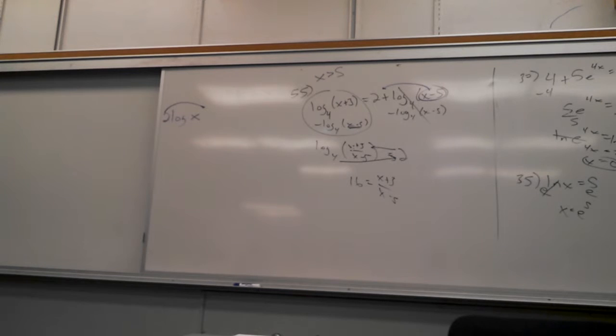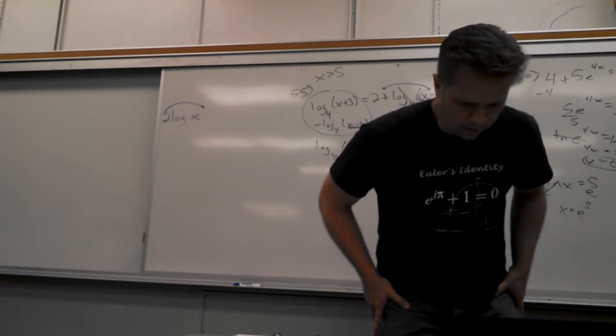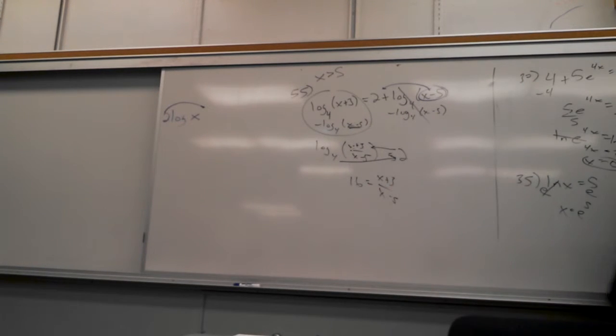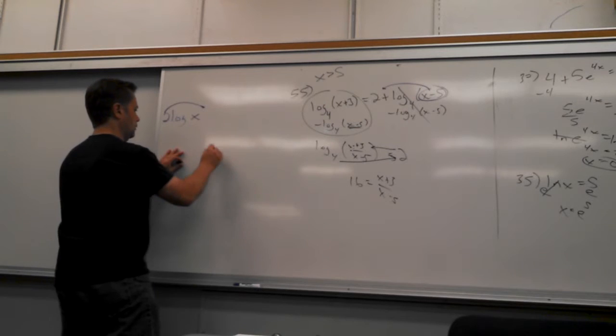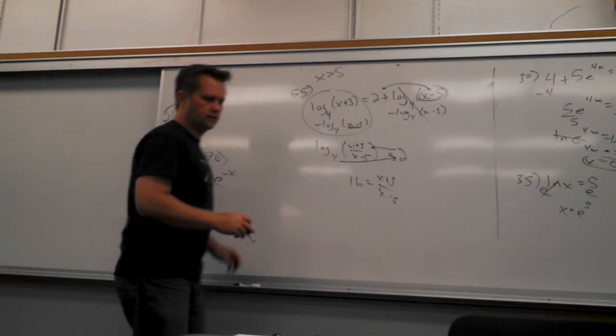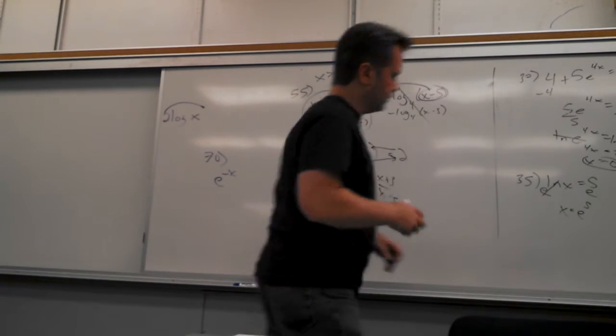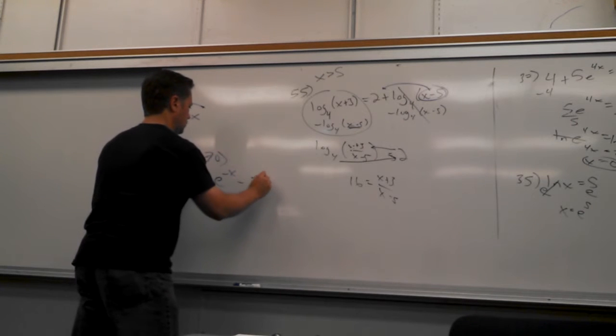Alright, so this is problem number 70 in 14.6. It says solve this. The equation is e to the negative x minus 3 equals x squared.